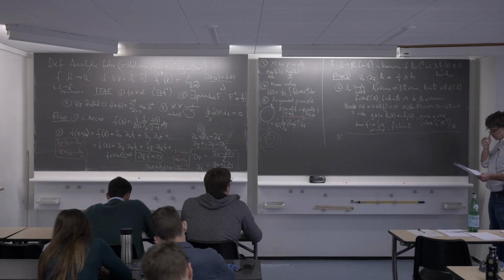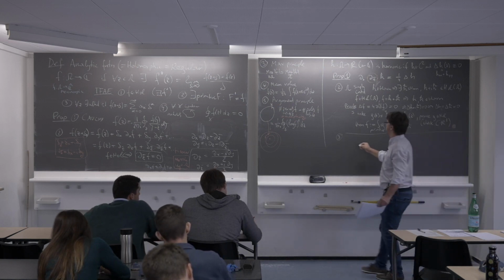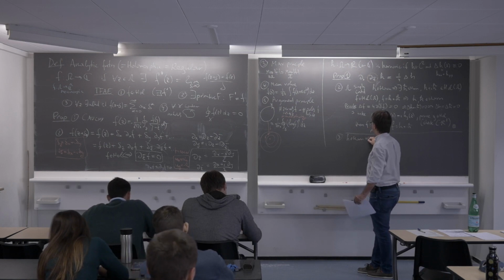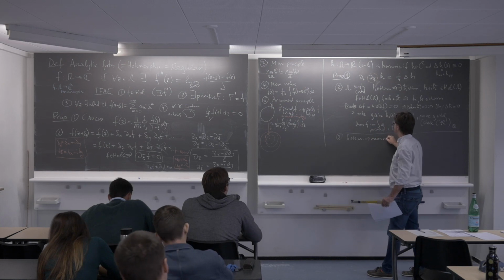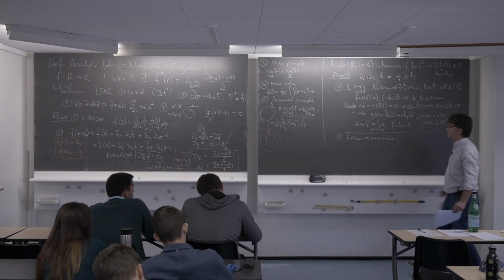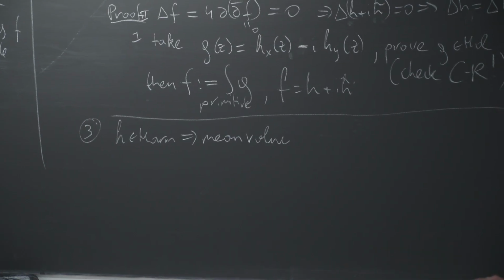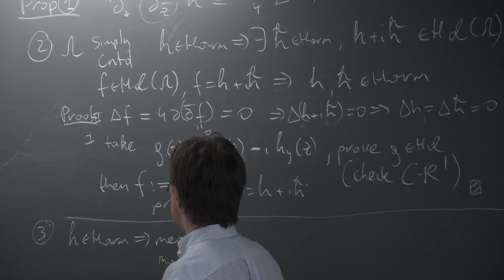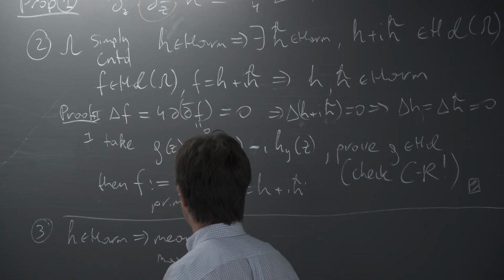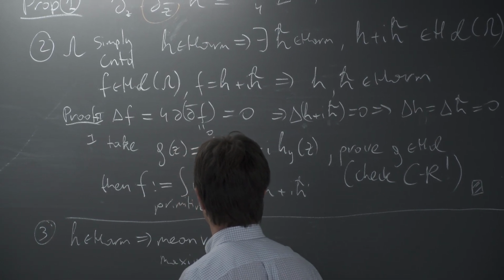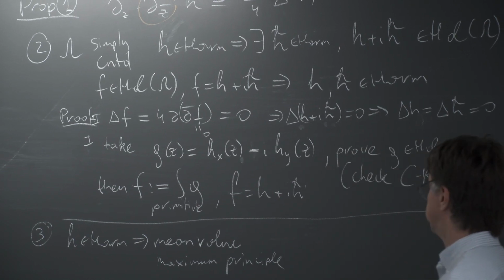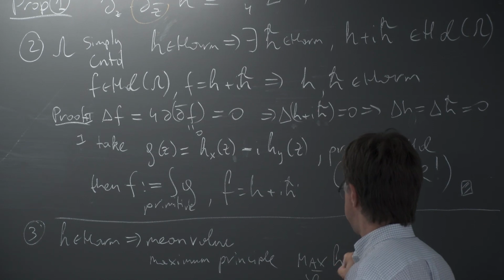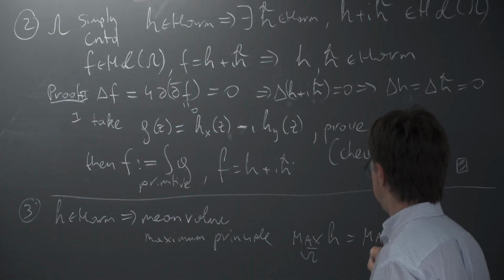Well, what else? Okay, so H is harmonic. Then you have the mean value property, the same, because it's the real part of an analytic function. And then there is, of course, the maximum principle, because you have the mean value property, so the maximum is attained on the boundary. So the maximum over omega of H is equal to the maximum on the boundary.